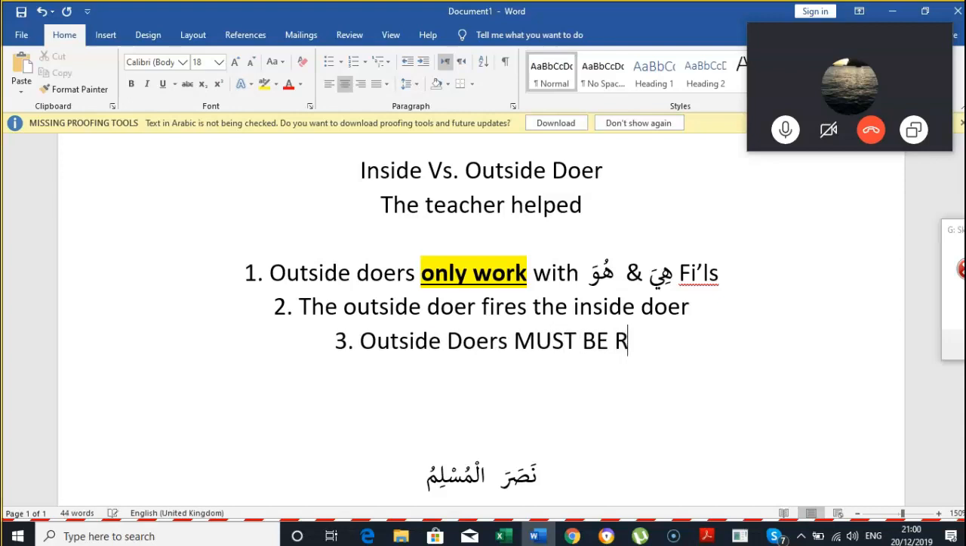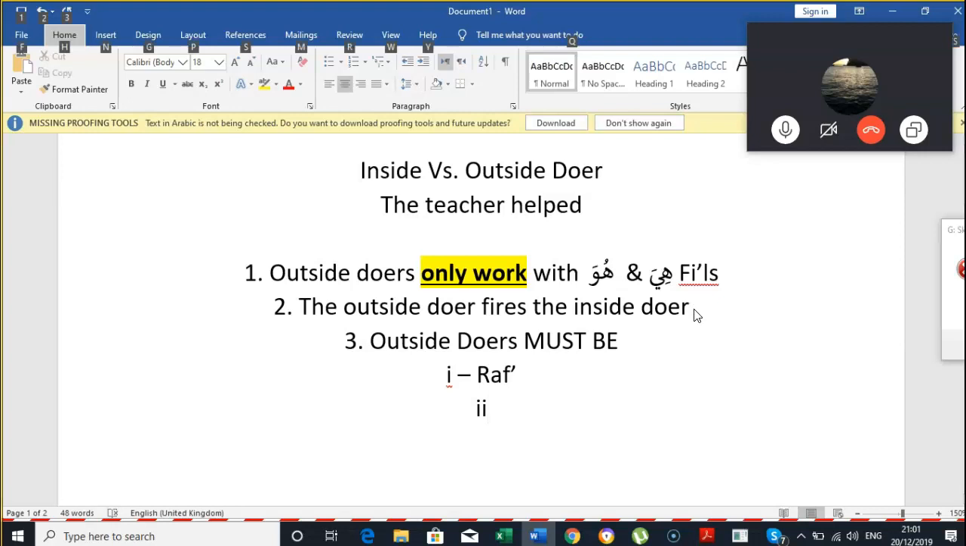This is the most important rule. Outside doer must be two things: must be rafa and after a huwa hiya fi'l. And this is pretty much it. If you know this properly, you should be able to work everything out. There are a few things I still need to mention, but that's the main thing. Outside doers only work with huwa hiya fi'l.